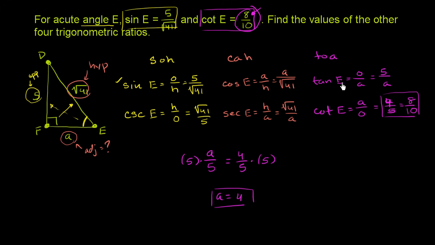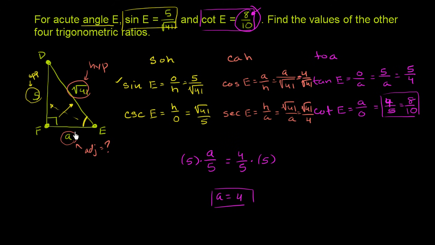We can say that the tangent of E, instead of saying it's 5 over A, is now 5 over 4. And what would the cosine of E be? It was A over square root of 41. Now it is 4 over square root of 41. And what's the secant of E now? It was square root of 41 over A. Now it's square root of 41 over 4. Now we know the value of A.